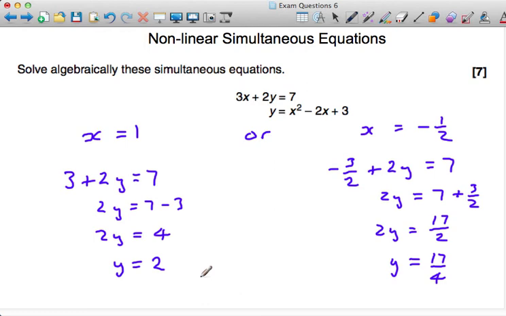And now we have the solution. x equals 1 and y equals 2. That's one point of intersection. And the other one, x equals minus a half, y equals 17 over 4, or 4 and 1/4. If we get that far, you'll have earned those 7 marks.